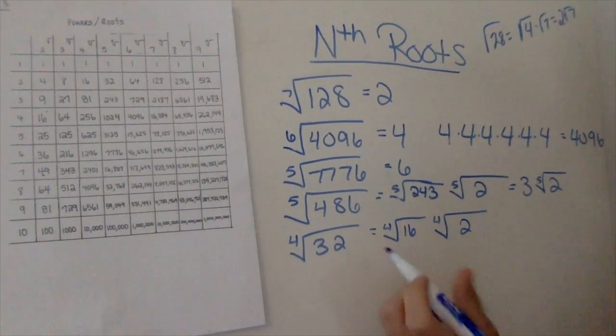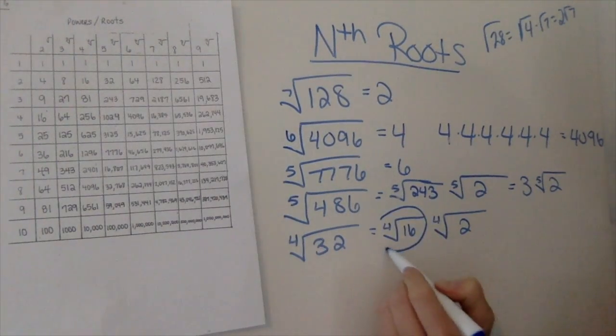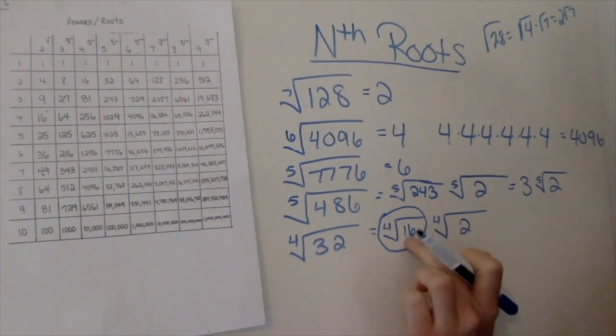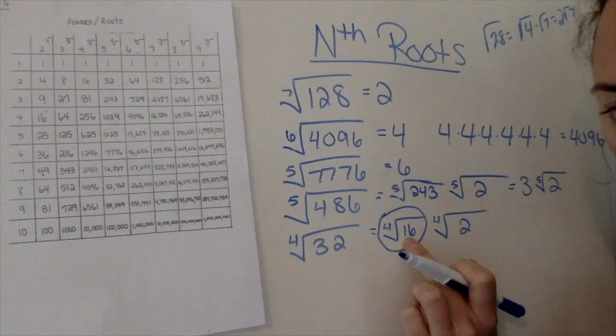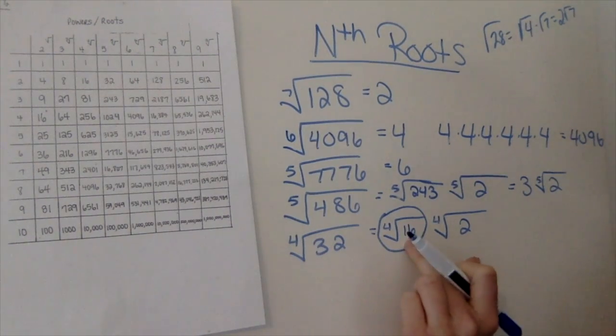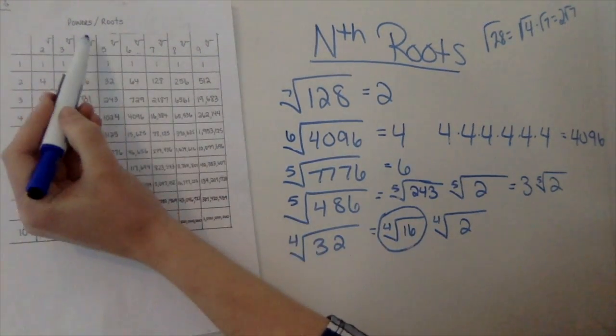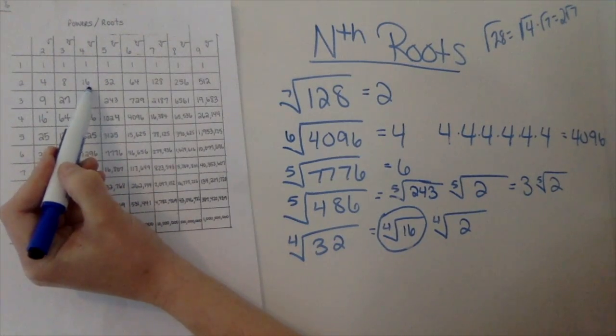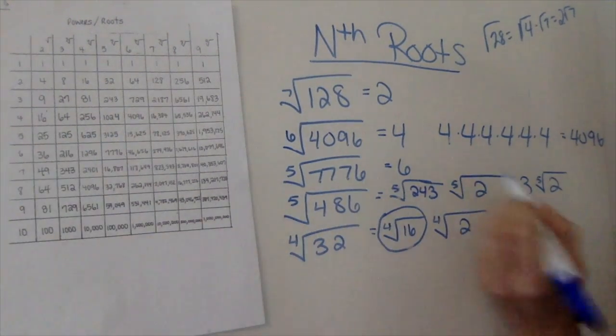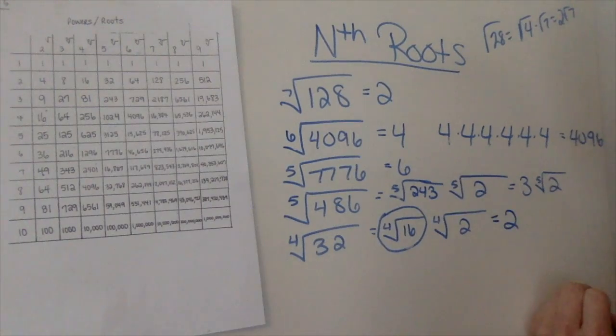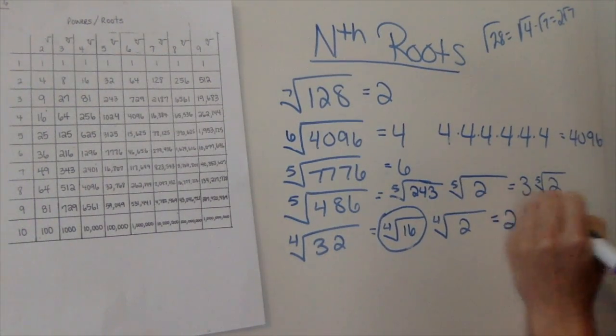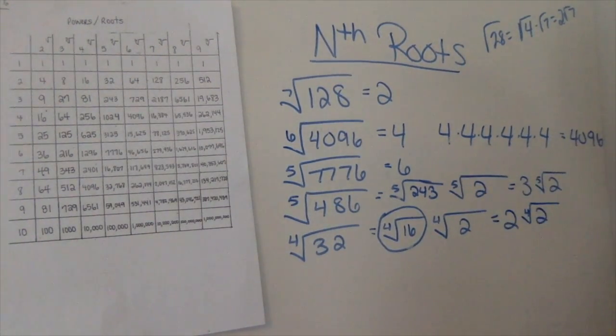Now, when you're breaking it down, do not forget that we're doing the fourth root. A lot of people just see the 16 under the radical and take the square root. It's not the square root, it's the fourth root. So the fourth root of 16 is 2. So we have 2 fourth root of 2.